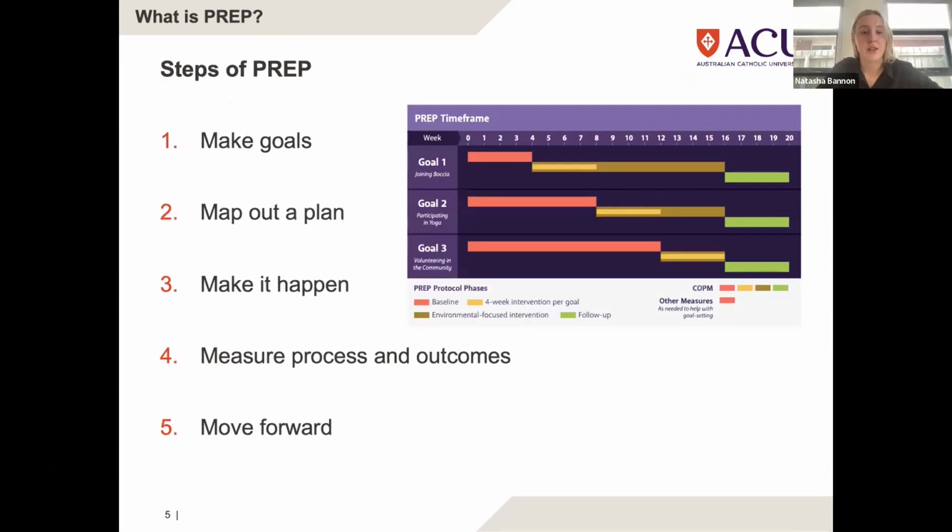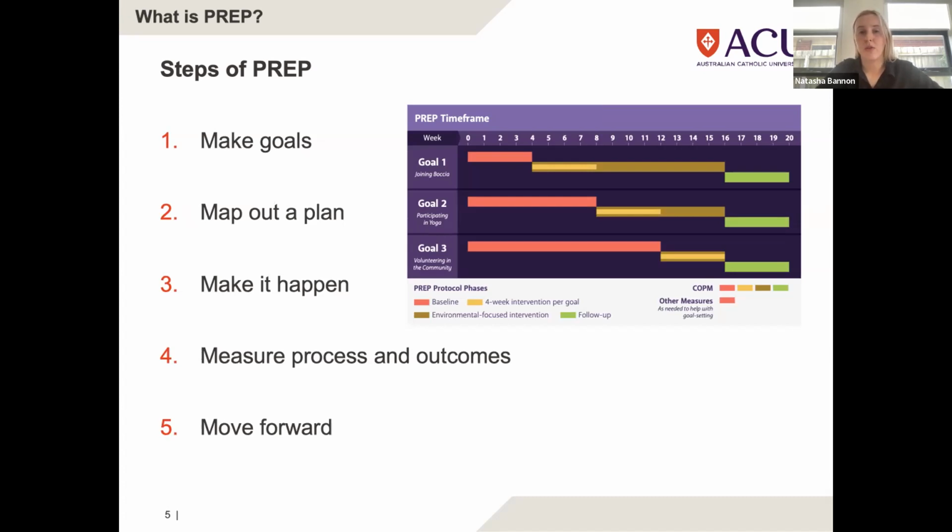So there are 5 stages of PrEP. 1, make goals. 2, map out a plan. 3, make it happen. 4, measure the process and outcomes. And 5, move forward. So the Canadian Occupational Performance Measure, or COPM for short, is used to identify 3 participation goals, which are addressed during intervention for PrEP.